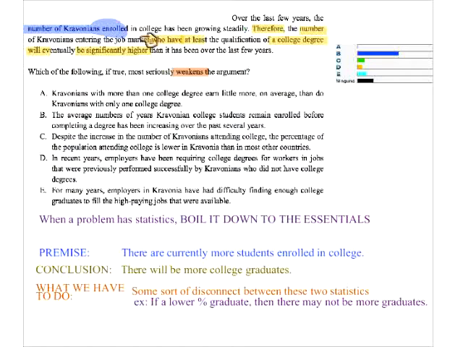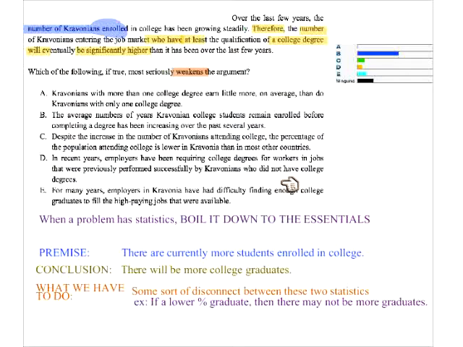Someone else said it might be that the number of available jobs were more than candidates. That doesn't matter, actually. This argument has nothing to do with how many jobs there are. So we don't care. The argument is just about how many people will be in the labor force. It's not about the number of jobs.